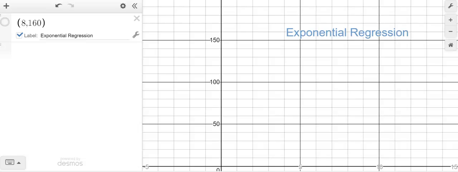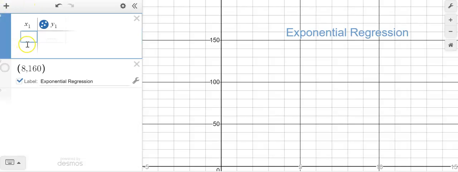Hi, today we're going to look at how to use Desmos to create a regression for an exponential function. If you've been following us, we've been looking at doing data with M&Ms, and we're going to use our sample data to create a table and then a regression. So what you're going to do is go up here and add a table.